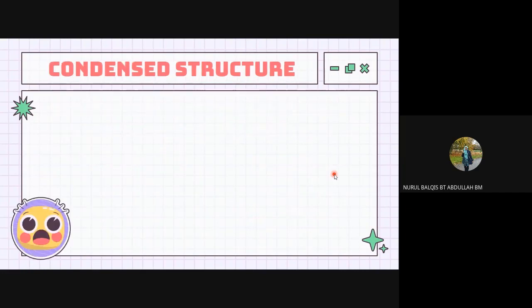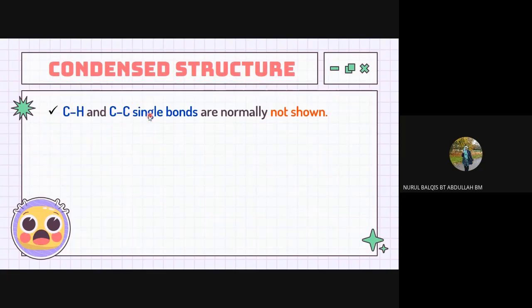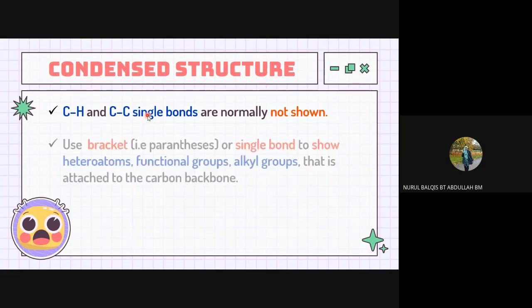Okay, as for condensed structure, the carbon-hydrogen and carbon-carbon single bonds, the covalent bonds between them, are not normally shown. Kita tak tunjuk dalam condensed structure. Okay, and then kenapa kita tak tunjuk? Kita akan tukar dengan apa? Kalau kita ada functional group or heteroatoms or any other alkyl groups, something else apart from C and H, we need to put a bracket.